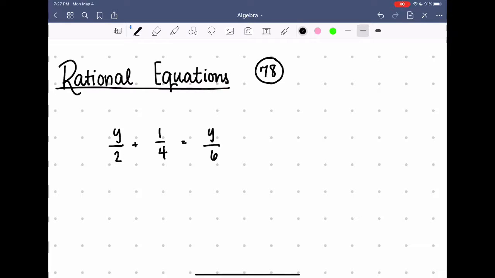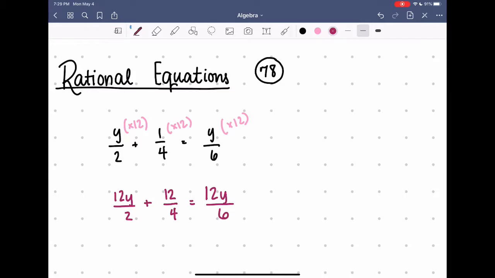So we're going to get rid of that denominator by multiplying the numerators of every term by the least common multiple. So in this equation, the least common multiple of the denominators is 12. That is the smallest possible multiple that I can get to using 2, 4, and 6. So I'm going to multiply every single term by 12. So once I multiply all those numerators by 12, I'm going to end up with 12y over 2 plus 12 over 4 equals 12y over 6.